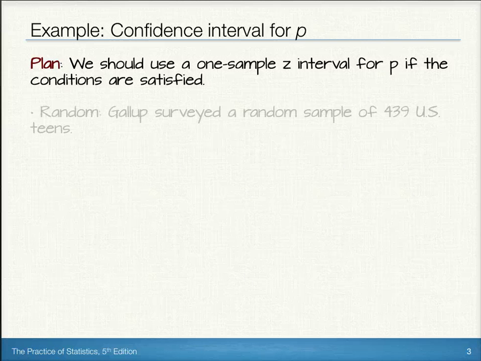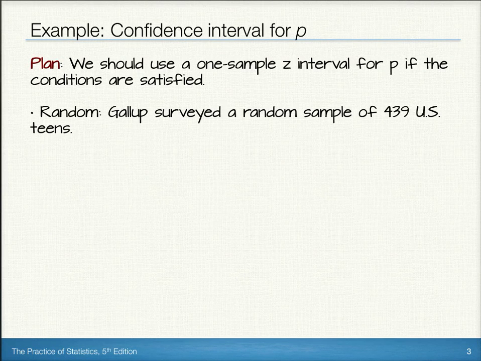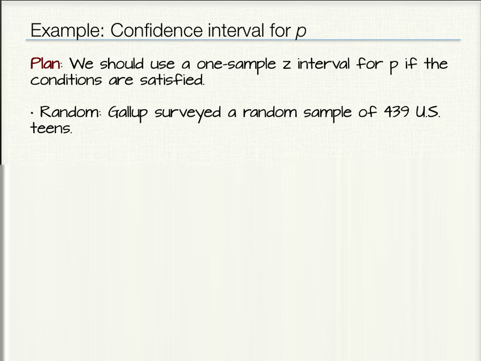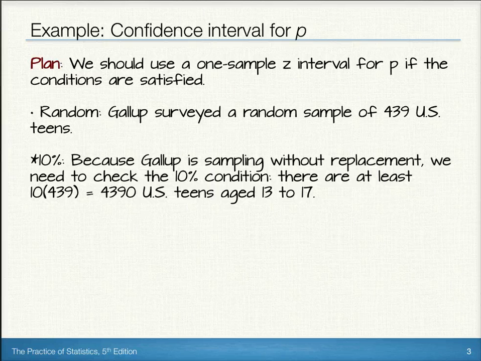Recall we should check three conditions. First, the randomness condition. Gallup surveyed a random sample of 439 U.S. teens, so this condition is met. Next, 10%. Because Gallup is sampling without replacement, we need to check the 10% condition. There are at least 10 times 439, or 4,390, U.S. teens aged 13 to 17, so this condition is met.